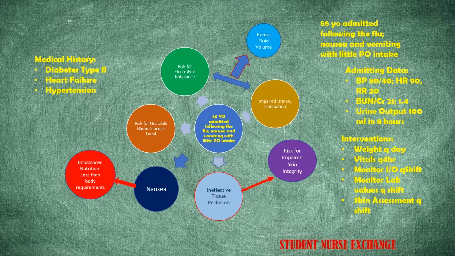I want that urine output to get back to 30 mLs per hour within 24 hours. And we know that would mean normal renal function.